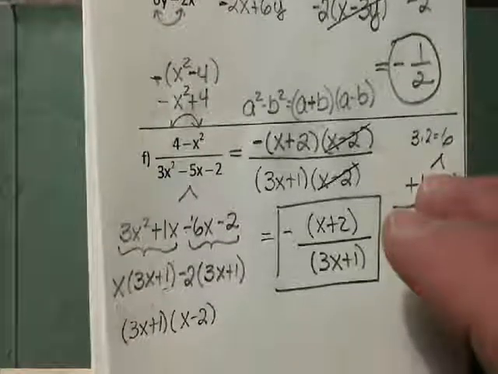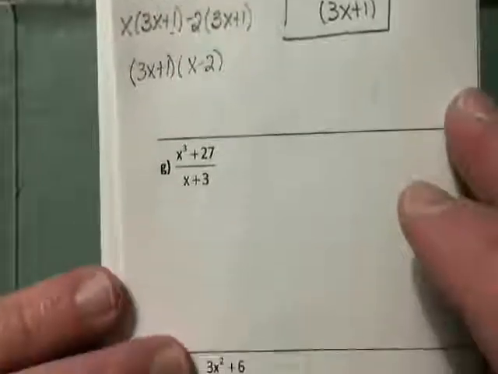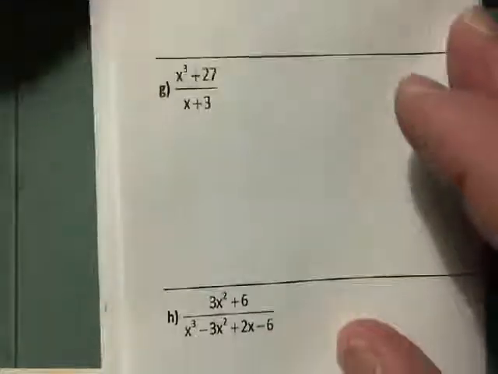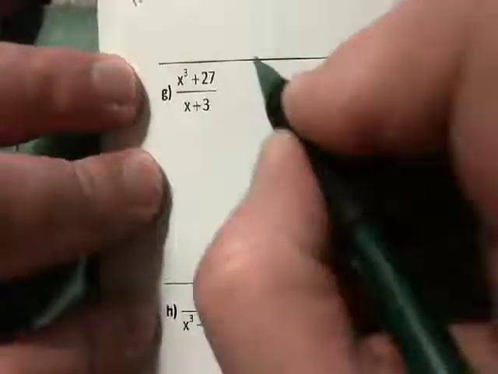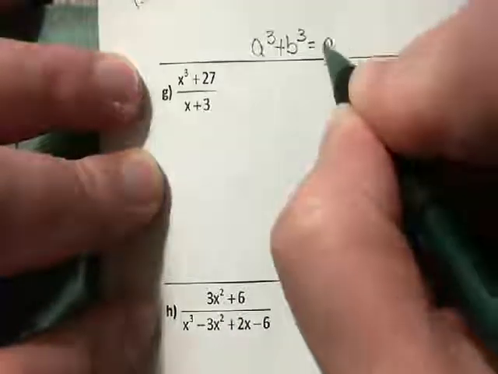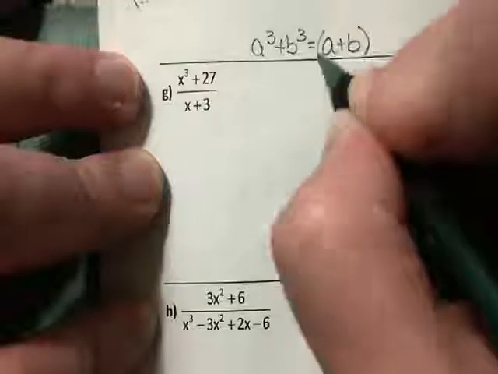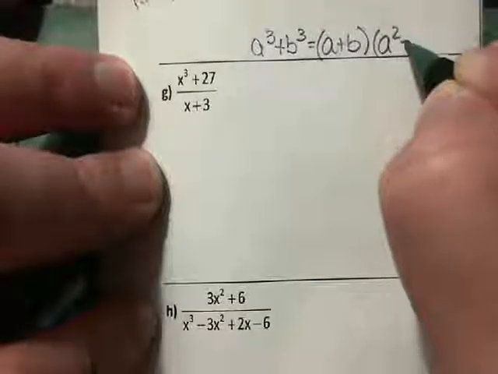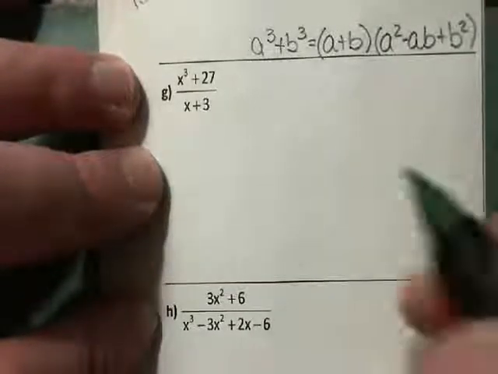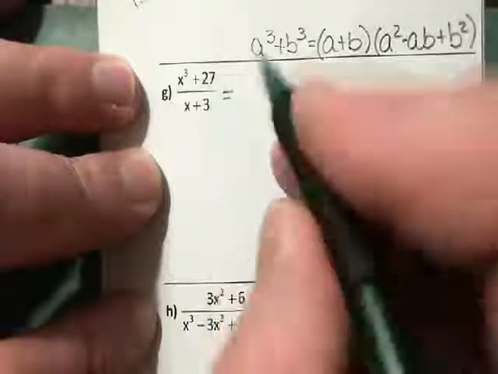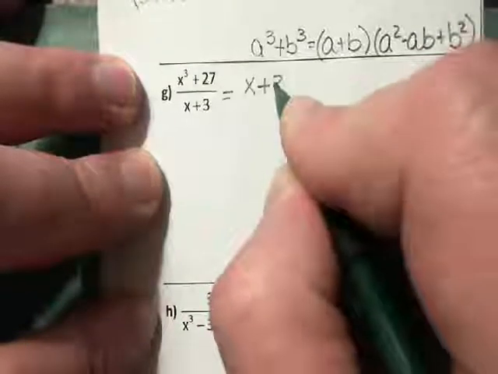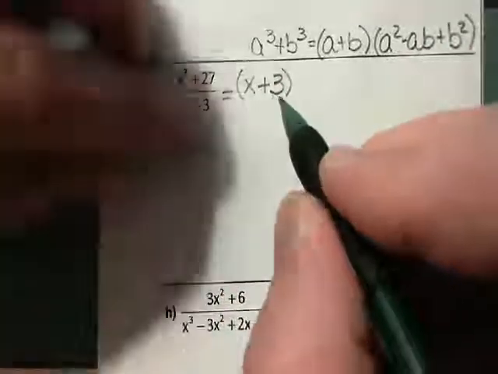Okay, let's go ahead and go on to the next problem. First thing I see is x cubed, and the first thing I think of is that property that says a cubed plus b cubed equals a plus b, a squared minus ab plus b squared. So, with that in mind, what is the cube root of x? Well, x. What is the cube root of 27? 3. So now I just apply the rule.